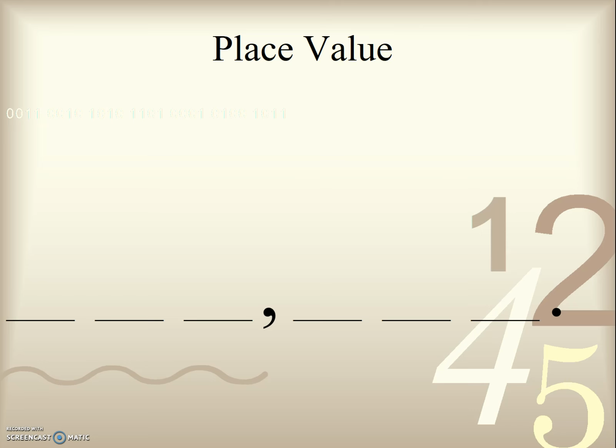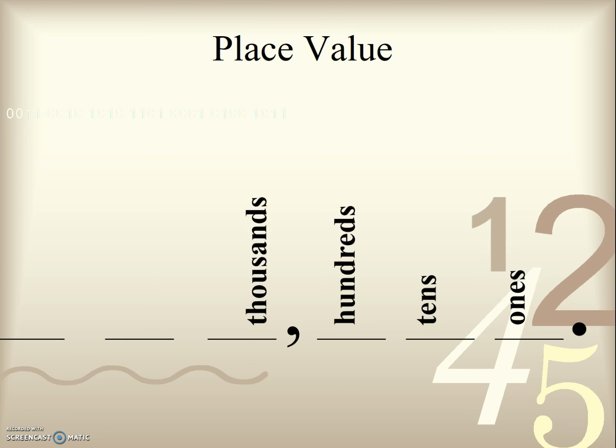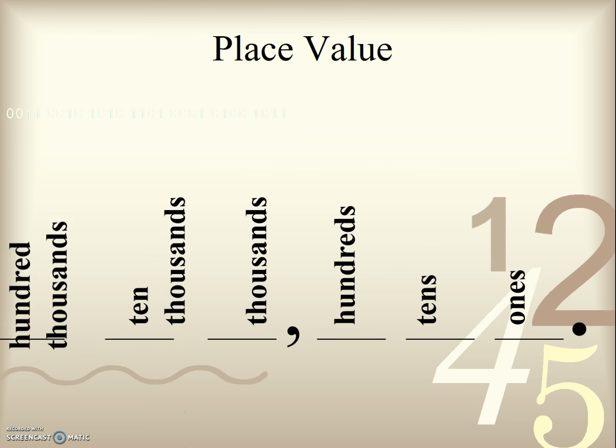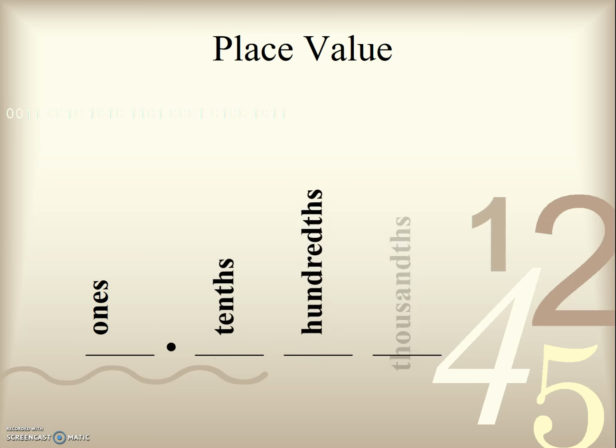All right, let's see if you were correct. We're going to start with the ones place. I hope you had ones right there. That one's pretty easy. Then we have tens, hundreds, thousands, 10,000s, and 100,000s. Pretty straightforward, right, guys? Okay, the decimal places get a little trickier. Let's see if you were correct on those. So you should have had tenths, hundredths, and thousandths.